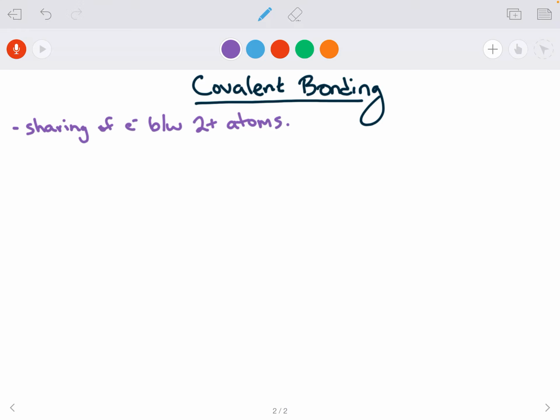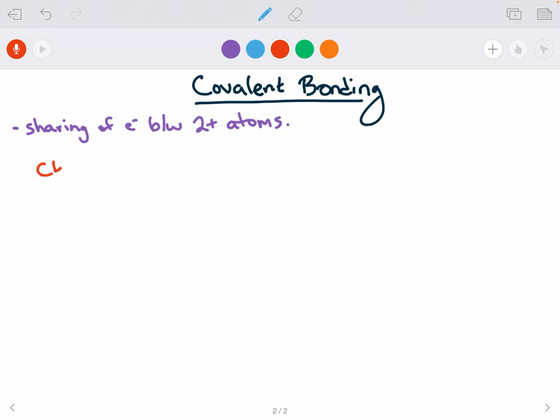Like with the ionic, I think the best way to demonstrate covalent bonding is to do so with an example. We'll go through 2 examples here of covalent bonding, and then we'll look at a third one that combines the 2 first examples.